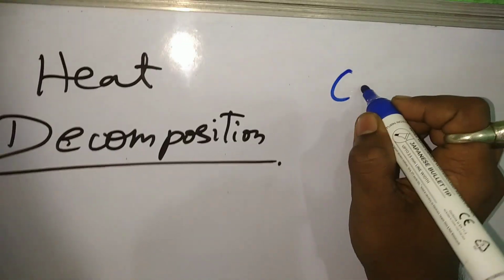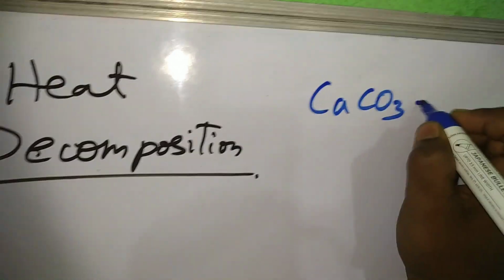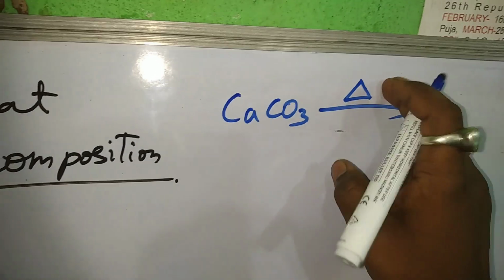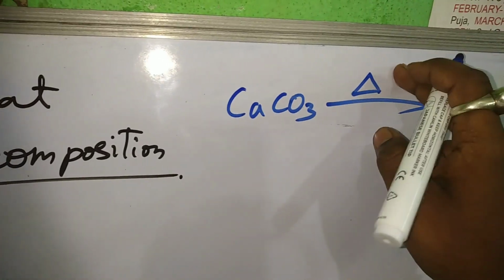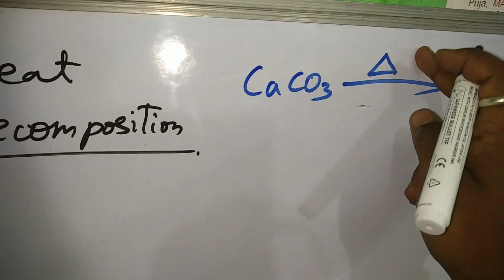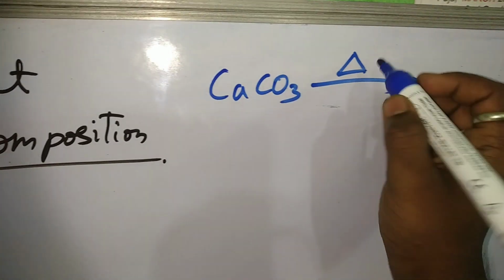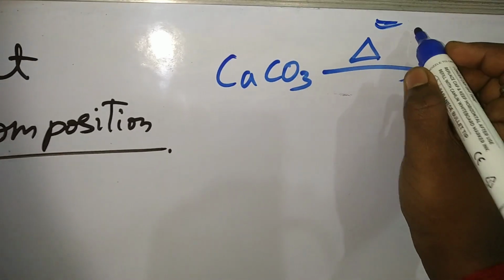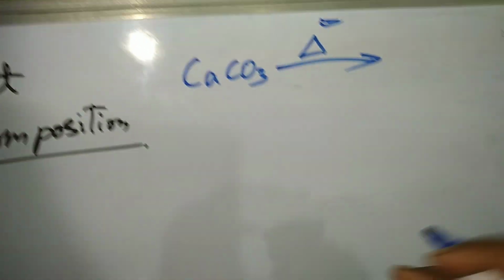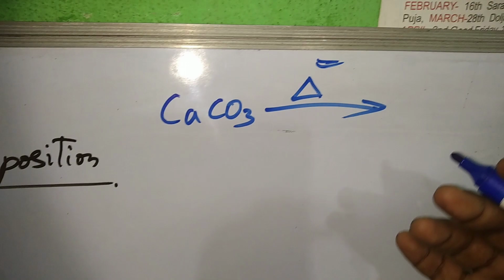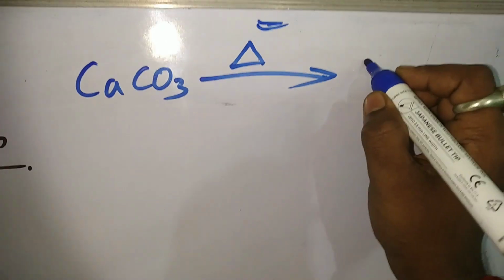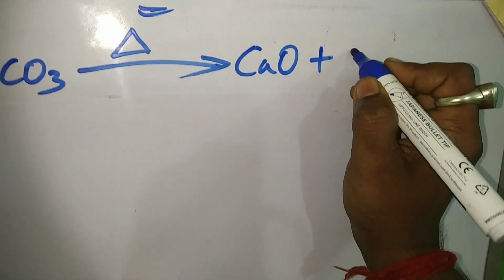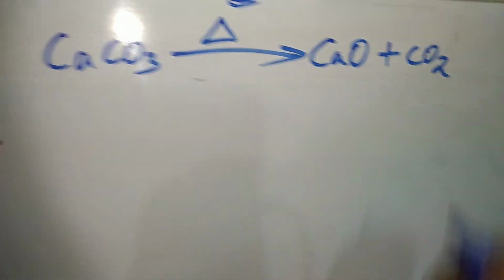First one, calcium carbonate. This is the symbol of heat. If we give this sign above the arrow, it means that we are giving heat to start the reaction. It will break down, or decompose, into calcium oxide and carbon dioxide.